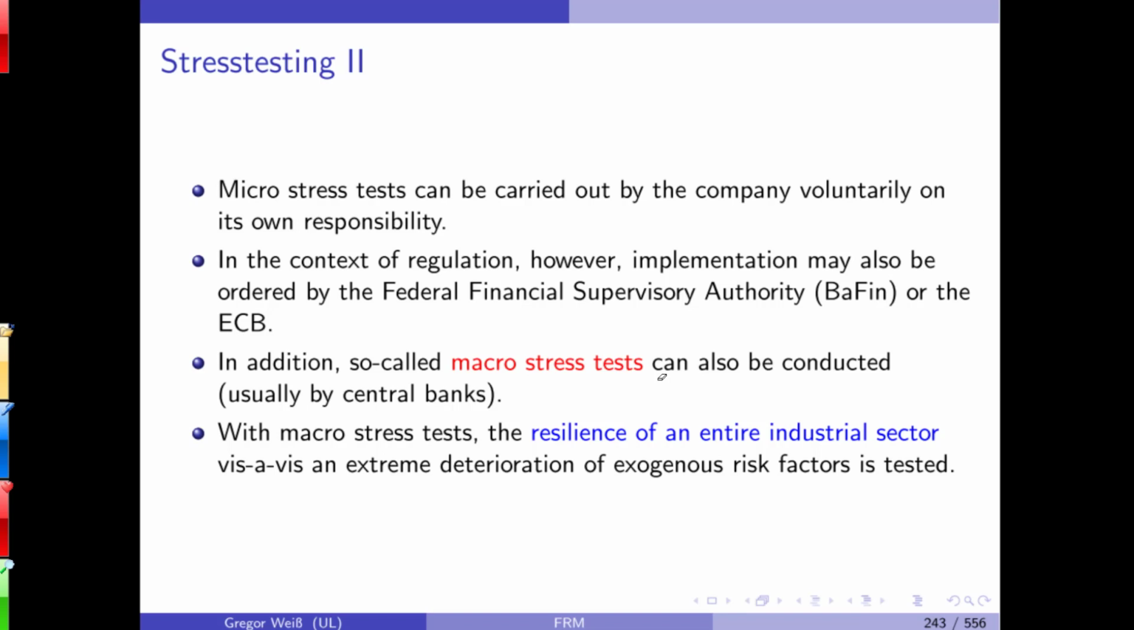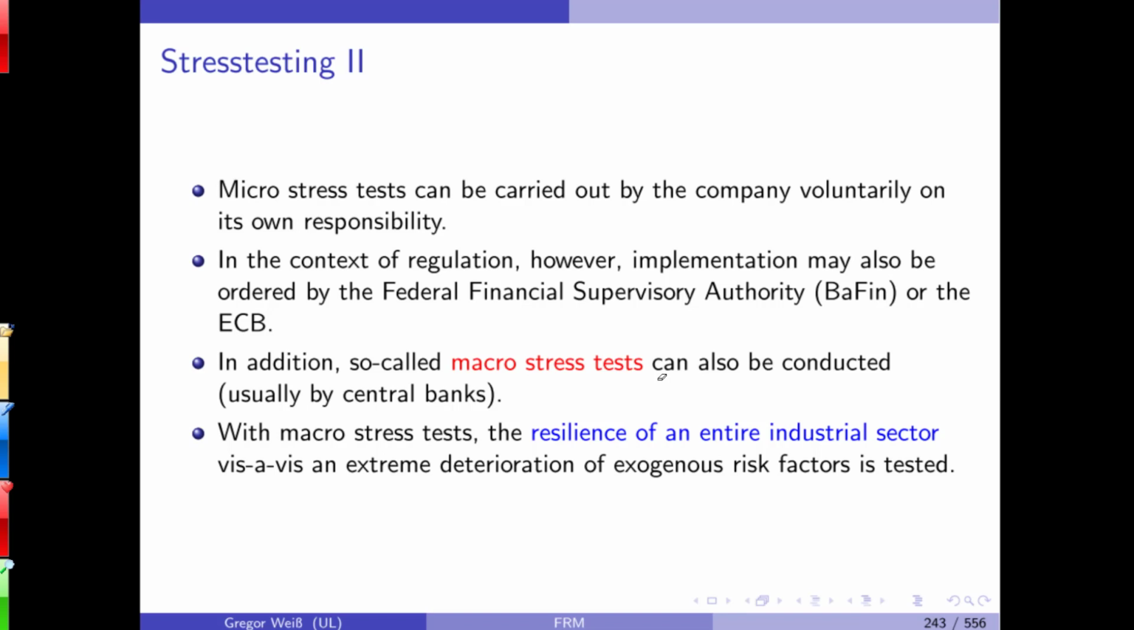make a scenario that the overall perfume sales in Germany go down by 20%. And then they can make a scenario analysis and see how many stores they would be forced to close down and whether they can continue operations. But you can also do macro stress tests, as a central bank or a financial supervisor, where you have a look at your whole banking sector and see how many banks would go bankrupt next year, or how much capital these banks would need in case the financial sector goes down. Then you have a macro stress test.